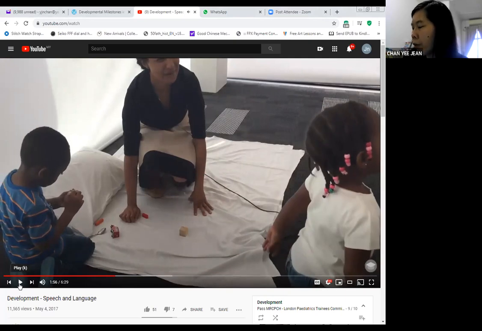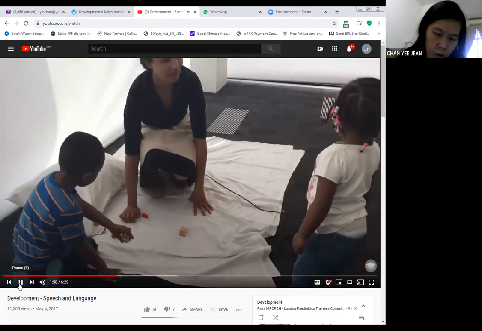Even when she is looking around, you notice that she's not looking at a person, she's just looking at the surroundings. So that's another thing to take note of. All right.